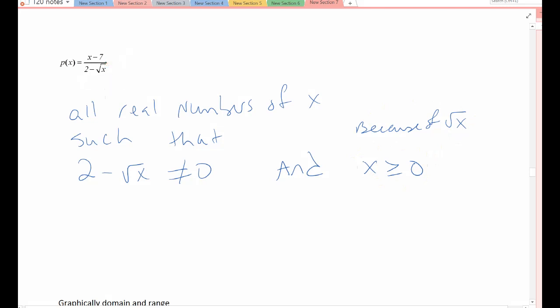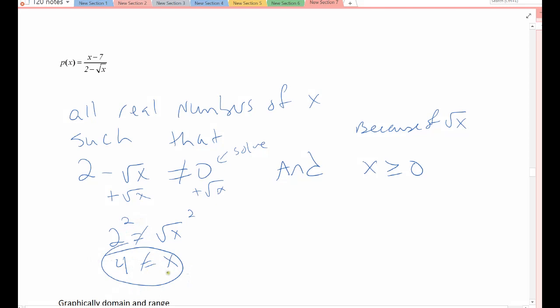And then the second part is the fraction part. We're dividing by the expression 2 minus the square root of x. That division can't be 0. And so this one has to be solved. Alright, this one takes a little more work. I'll move the square root over to the other side, so I add the square root of x to both sides. And so I get 2 equals the square root of x. Get rid of the root by squaring both sides. 4 equals x.